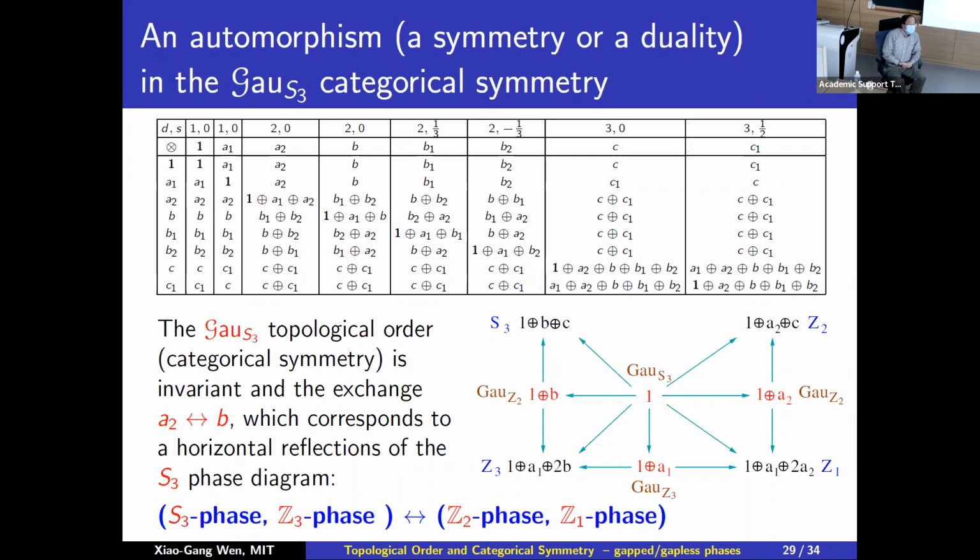However, this is different from the original dual symmetry. The mapping is different. This is an automorphism. Automorphisms have this kind of feature.